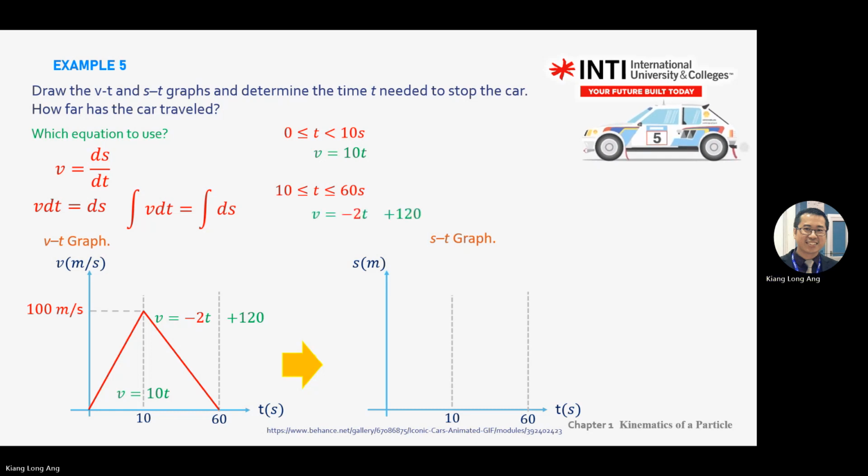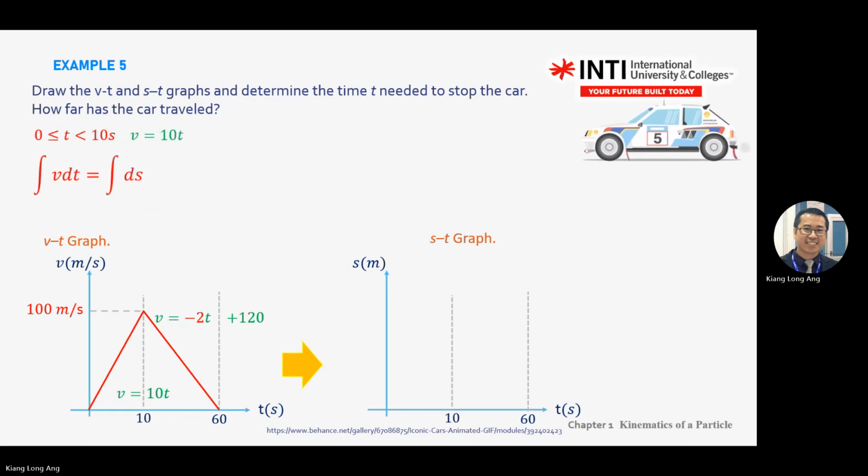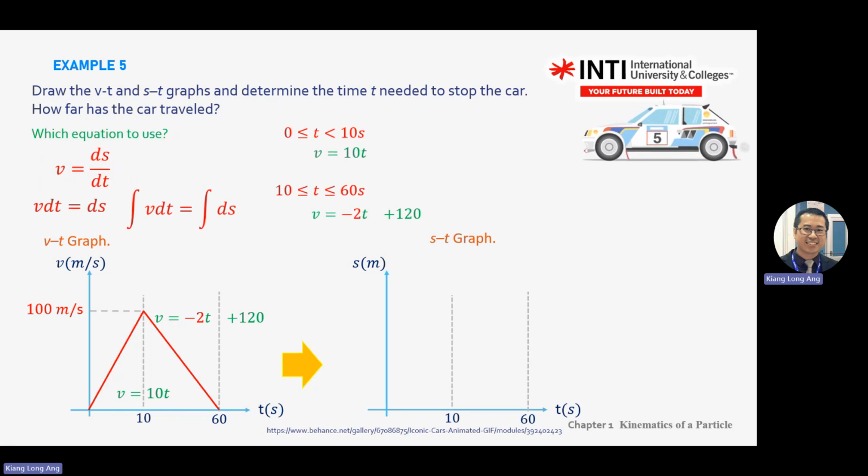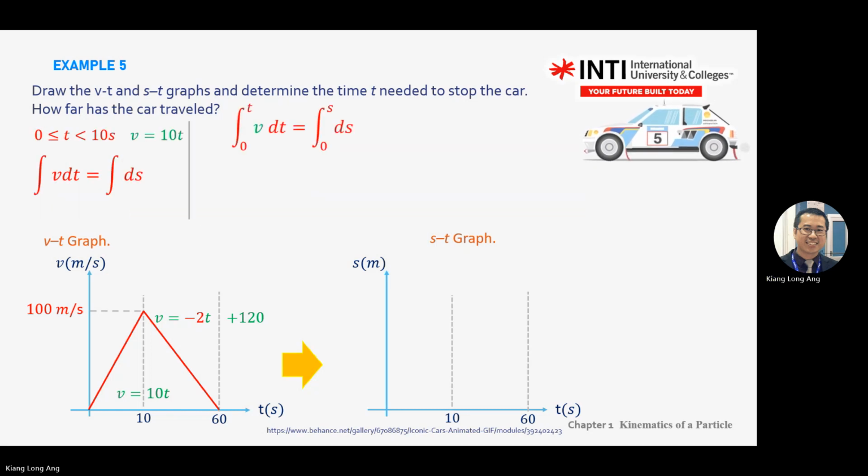I'll show you how to do. When you integrate, for the first one, you arrive at S equal to 5t squared. When you do integration, rearrange here and there, you arrive at 5t. So this is quadratic equation. Quadratic equation, y equal to ax squared plus and so on. The A is positive, so it's a smiling face.